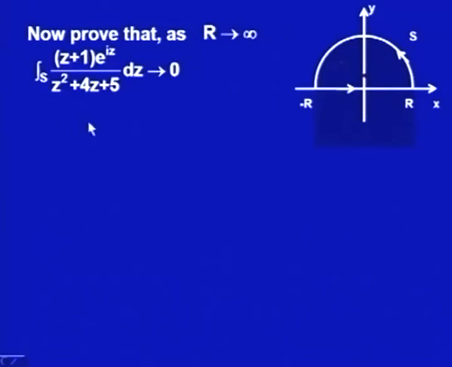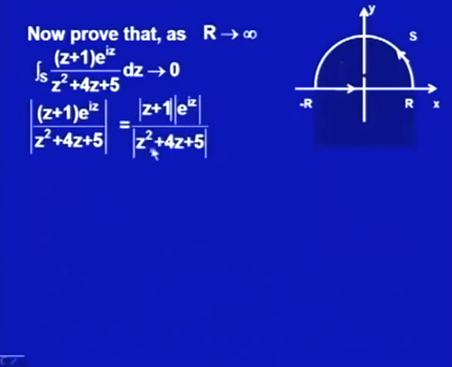Let us go ahead with our usual method: find out the absolute value which is the bound above of this function, and then use the ML inequality. So, again, in the usual manner, we find that we could write mod of (z plus 1) e to the power iz upon (z square plus 4z plus 5), which should be less than or equal to mod of z plus 1 upon mod z minus square root of 5, whole square.